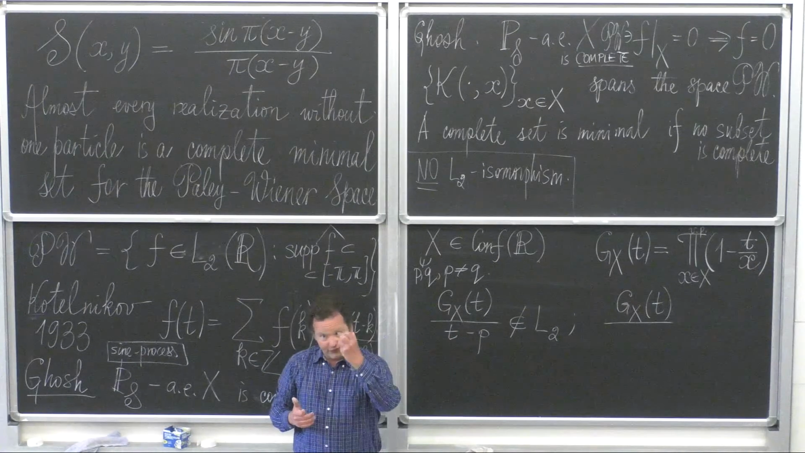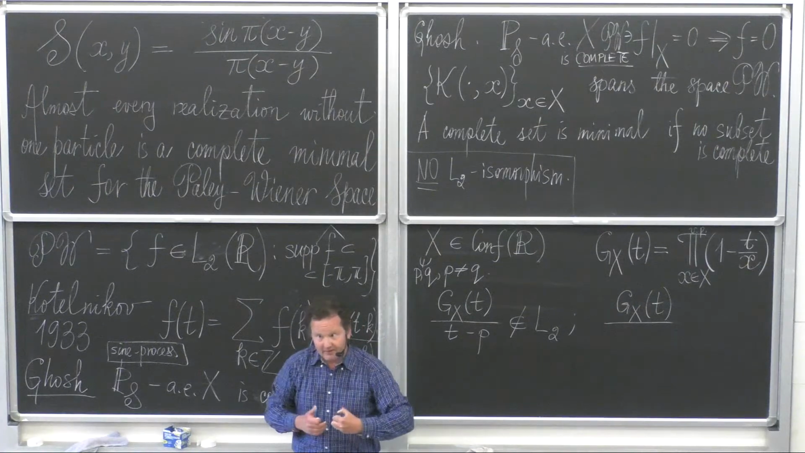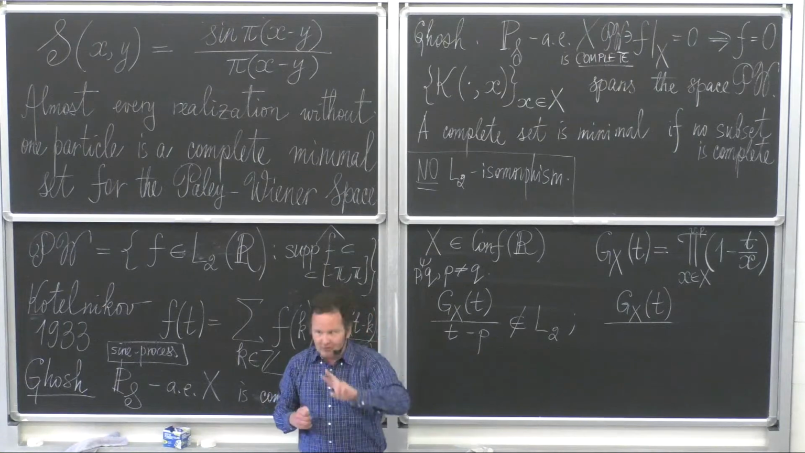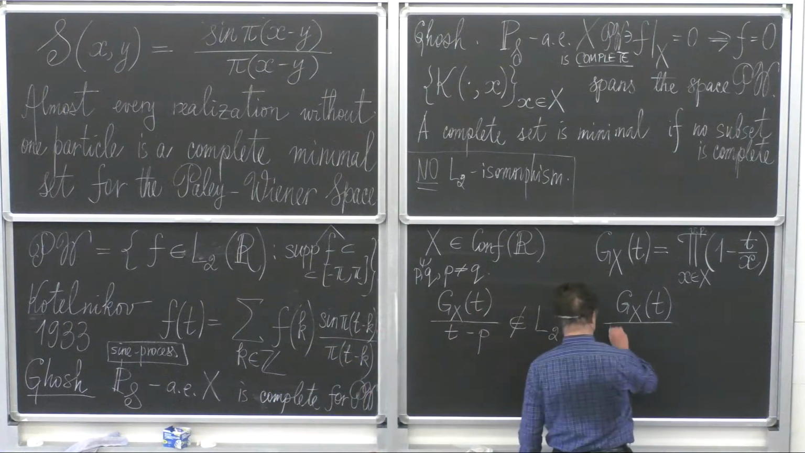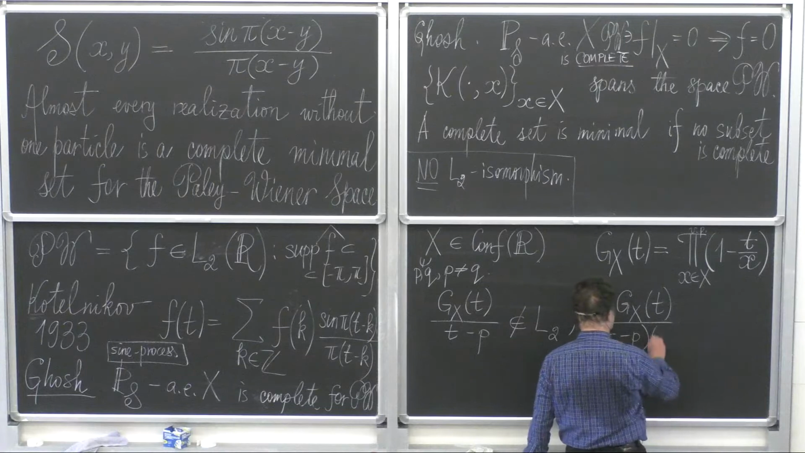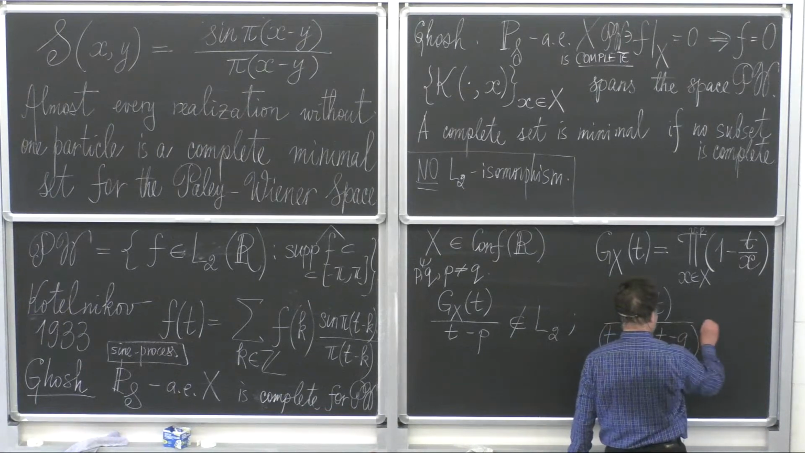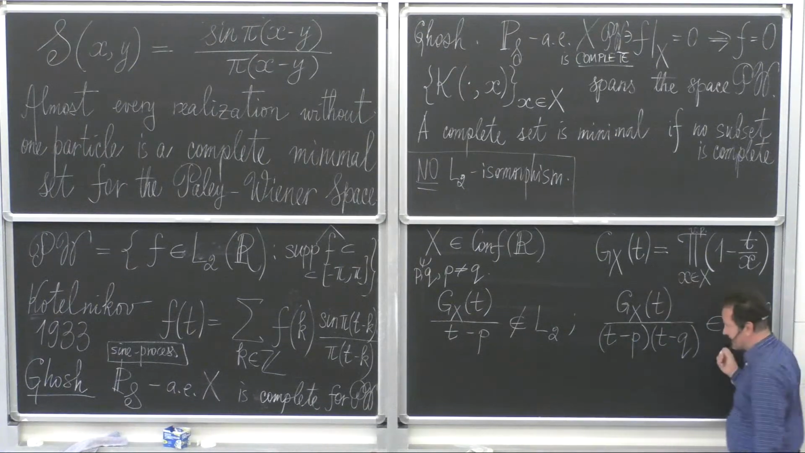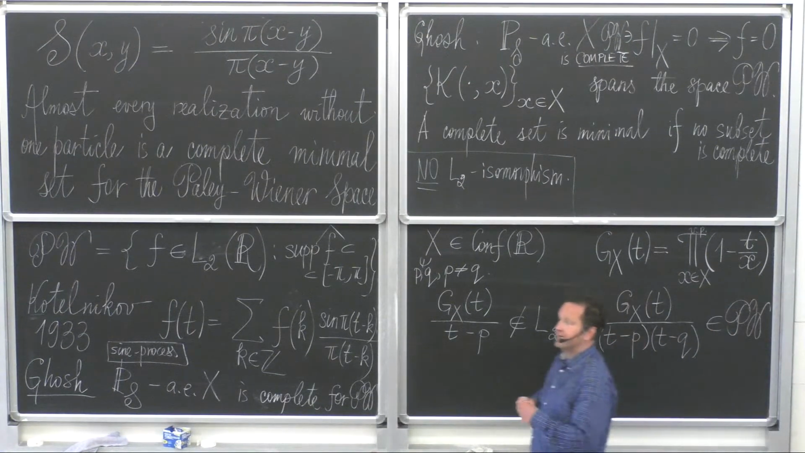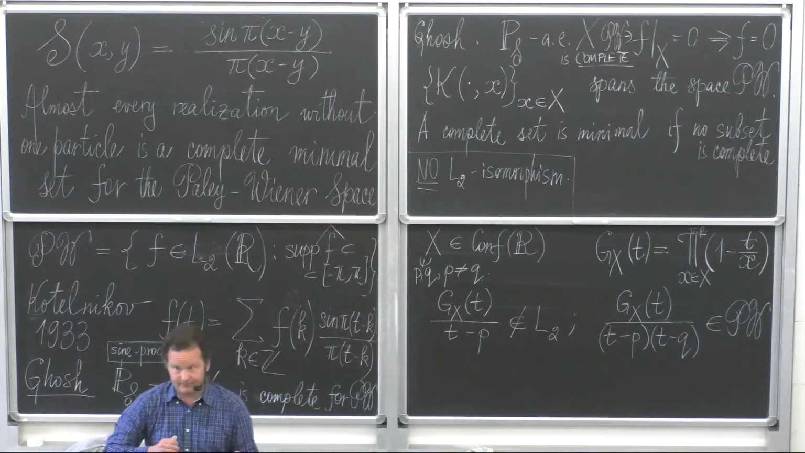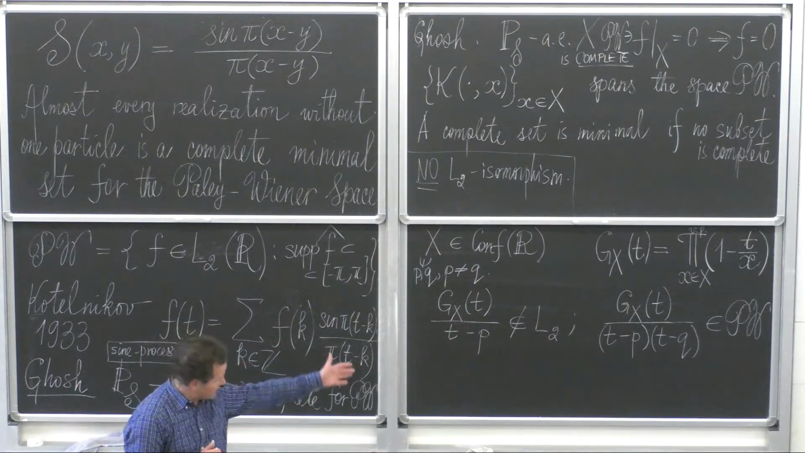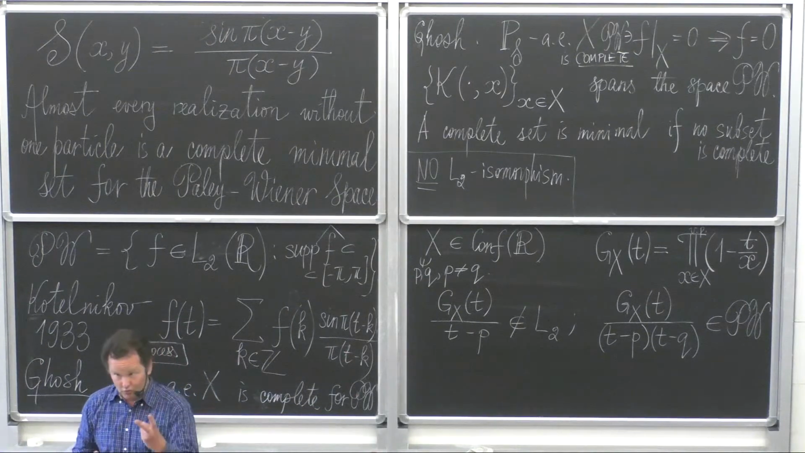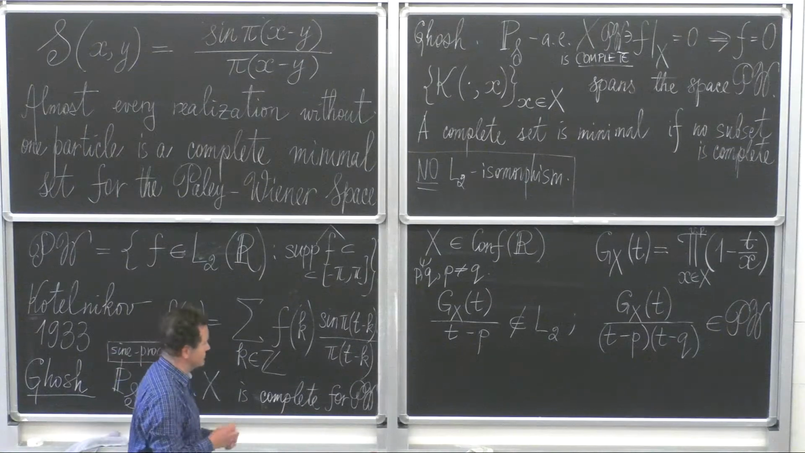So I can remove one multiple, but still I'm not in L2. And I can remove two multiples, and then I am in L2. So this function is in L2, and this is very explicit, in fact in the Paley-Wiener space. So this is a very explicit example of a function that takes value 0 at all particles except 2. Takes value 0 at all particles except 2.